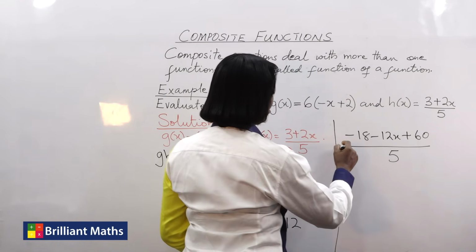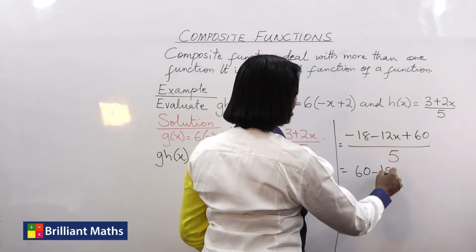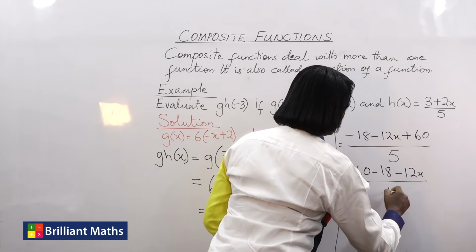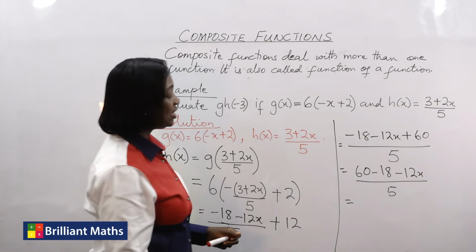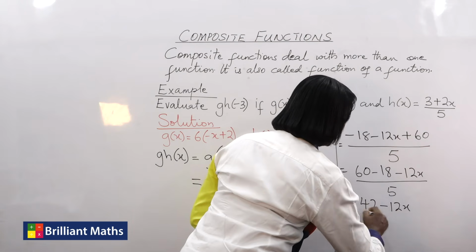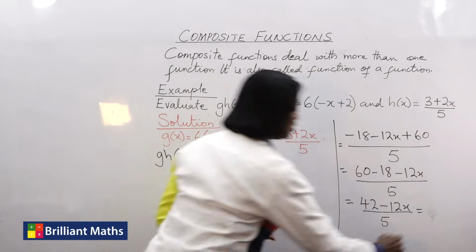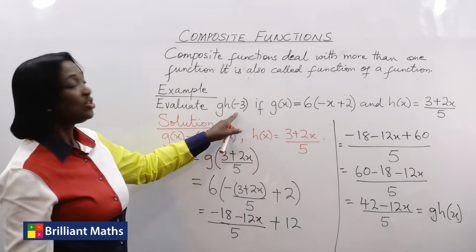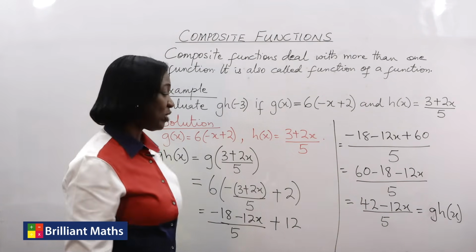So collect like terms now. That will be 60 minus 18 minus 12x all over 5. So my final answer, 60 minus 18 will be 42. 42 minus 12x over 5. This is equal to gh of x. But the value of x should be minus 3. So substitute minus 3 into this expression.